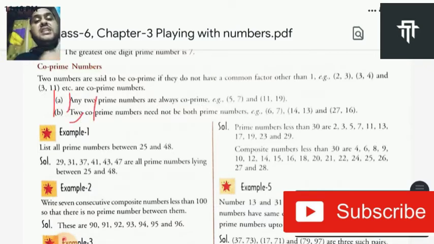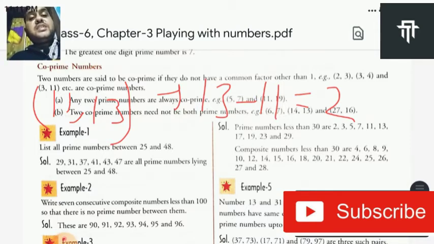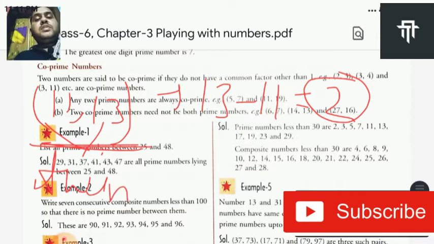Next is 11 and 13. Are 11 and 13 twin primes or not? First find the difference. 13 minus 11 is 2. So yes, here we get the difference 2. At the same time we have to check whether these are prime or not. So these are also prime. 11 is a prime number and 13 is also a prime number. So both are prime and their difference is 2. So it is a twin prime pair. So these are twin prime numbers.